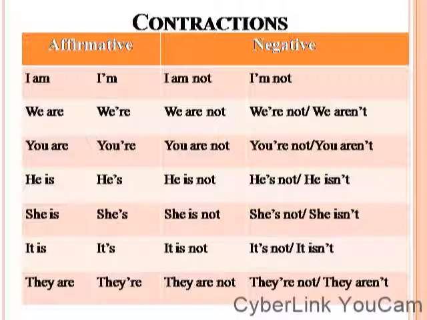Let's move to he. He's a firefighter. He's lonely. He's my cousin. He's rich. Instead of using he is, please use he's. That's the right way. He isn't late to the class. Negative form: my father isn't very old. My friend isn't smart.